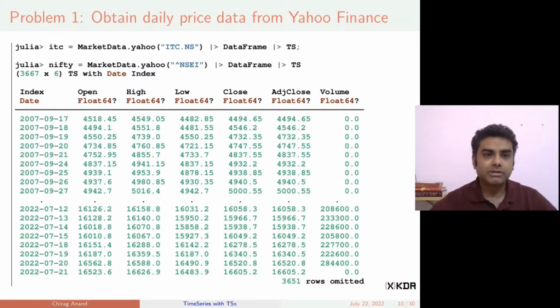As you can see in the data set, the first column is the index, which has been automatically converted by TS, and then we have the values open, high, low, close, adjusted close, and the volume.